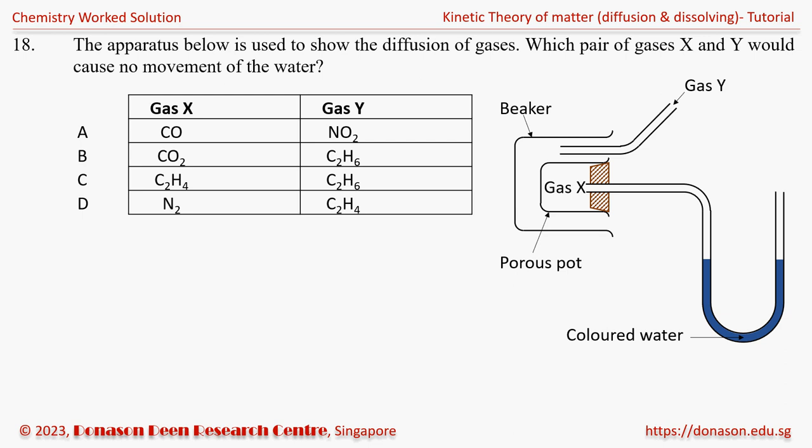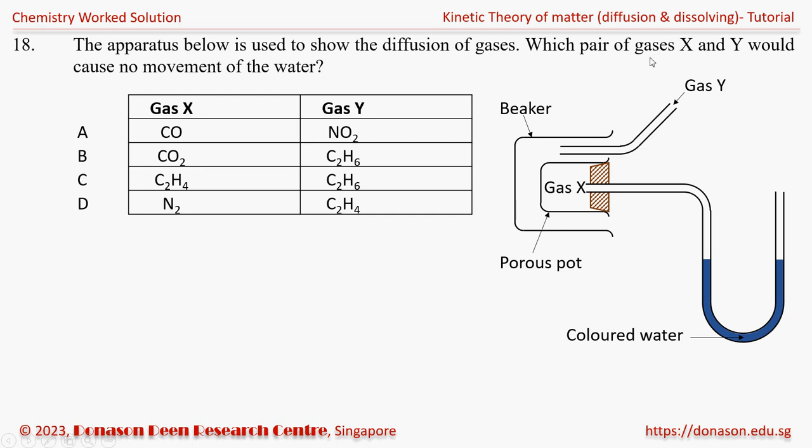The apparatus below is used to show the diffusion of gases. Which pair of gases, X and Y, would cause no movement of water? If you look at the experimental setup, inside the porous pot we're going to have gas X, and outside the porous pot, gas Y is injected into this space inside the beaker through the delivery tube. So we're going to have gas Y here.